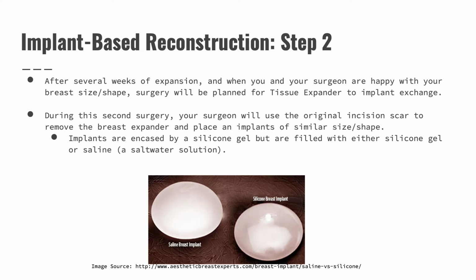After several weeks of expansion and when you and your surgeon are happy with your breast size and shape, surgery will be planned for tissue expander to implant exchange. During this second surgery, your surgeon will use the original incision scar to remove the breast expander and place an implant of similar size and shape. Implants are encased by a silicone shell but are filled with either silicone gel or saline, a saltwater solution. Silicone is more commonly used, but options can be discussed with your surgeon.